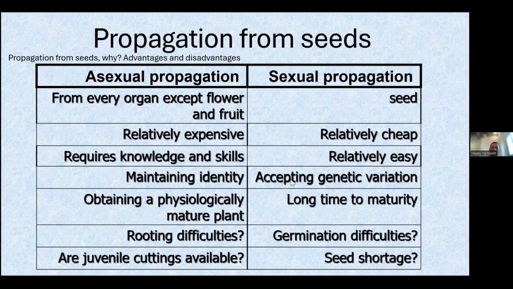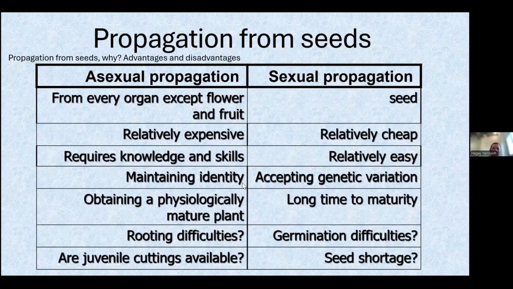This is the opposite of asexual propagation, where you get a physiologically mature plant the minute you get your new tree. And you must remember that sometimes you have germination difficulties. Sometimes you want to make sexual propagation, but it's very difficult to germinate this kind of species. Sometimes there is a seed storage shortage. Sorry, so you want to make propagation from seeds, but there are no seeds.